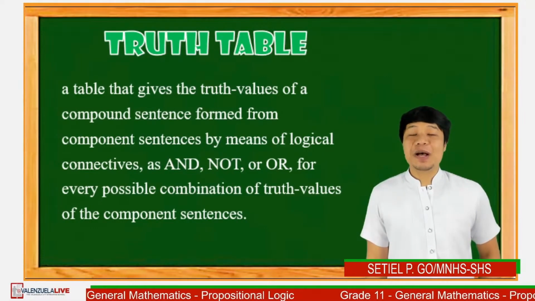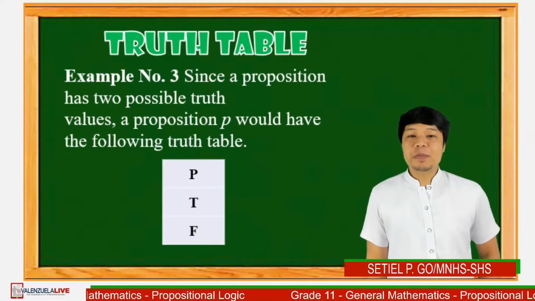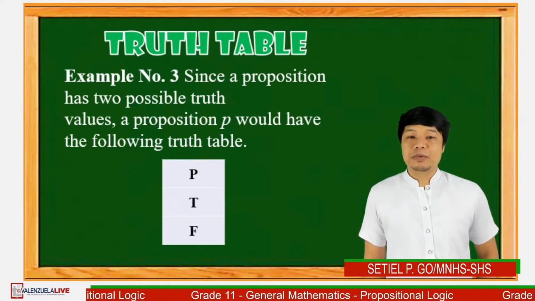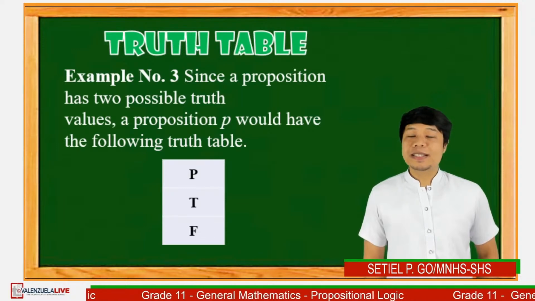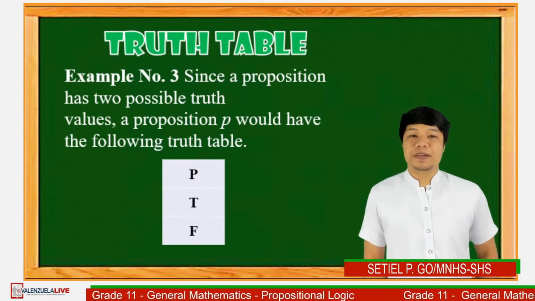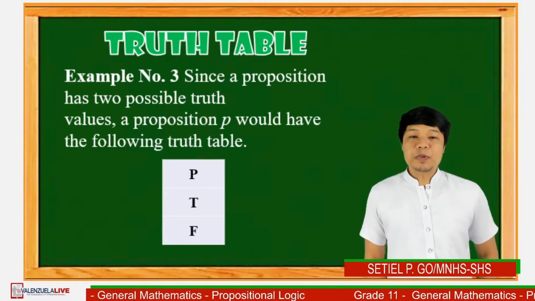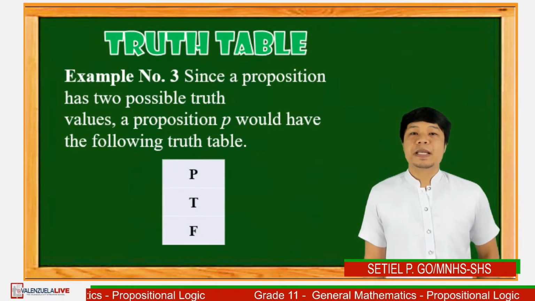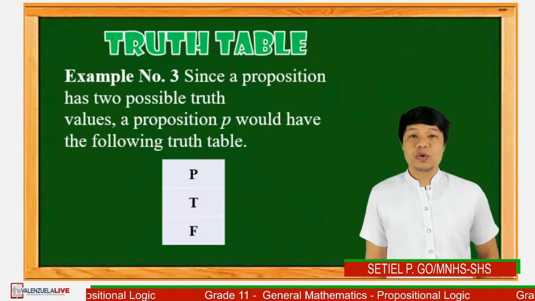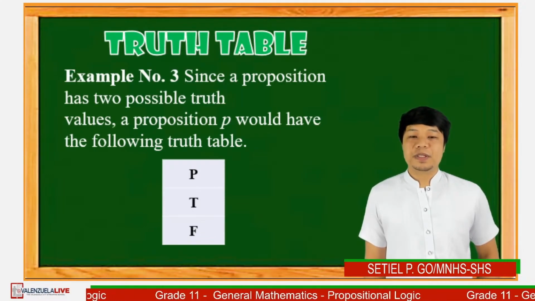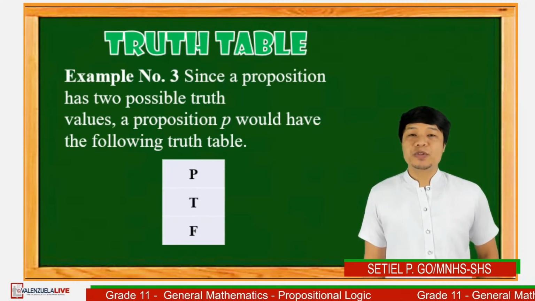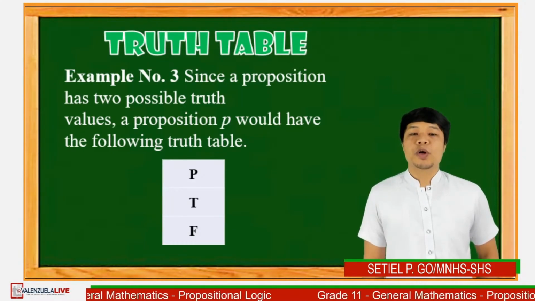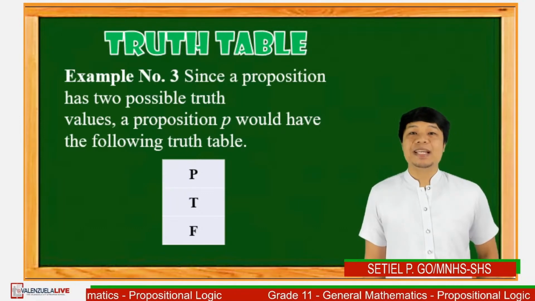Let's say in example number 3, since a proposition has two possible truth values, the seatmate will get a perfect score or the seatmate will not get a perfect score. A proposition P would have the following truth value. P will be true or false. Truth table can also be used to display various combinations of the truth values of two propositions, P and Q.